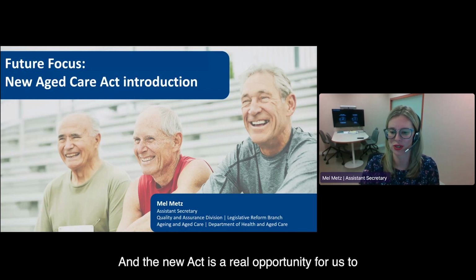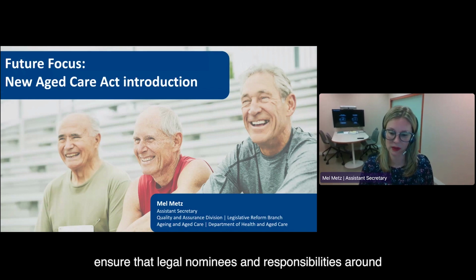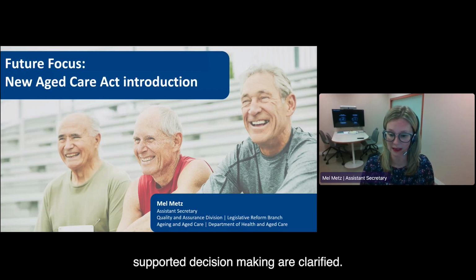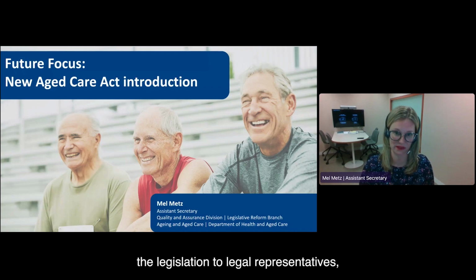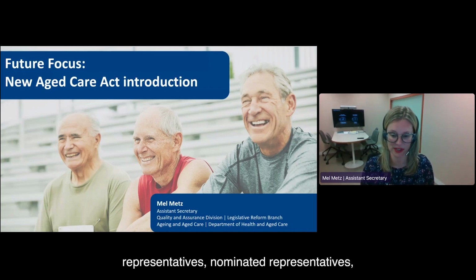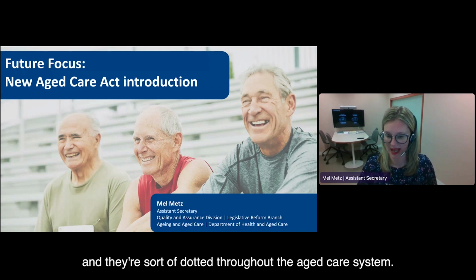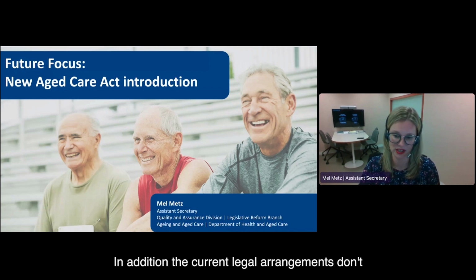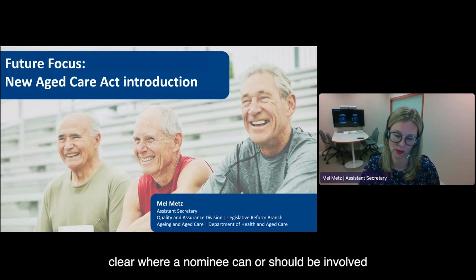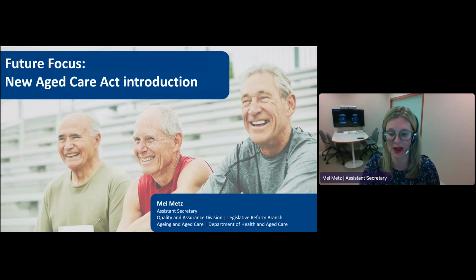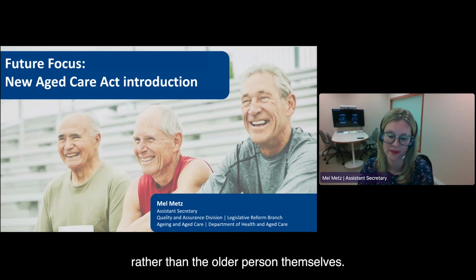And the new Act is a real opportunity for us to ensure that legal nominees and responsibilities around supported decision making are clarified. Currently, we have really inconsistent references in the legislation to legal representatives and nominated representatives, and they're sort of dotted throughout the aged care system. In addition, the current legal arrangements don't explain the process for appointment or make it clear where a nominee can or should be involved rather than the older person themselves.